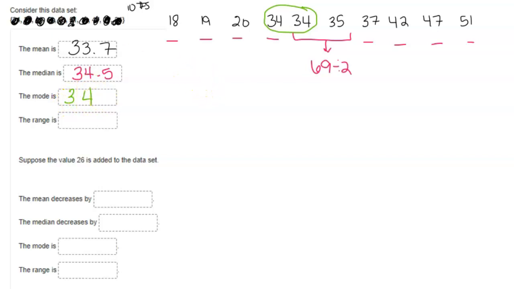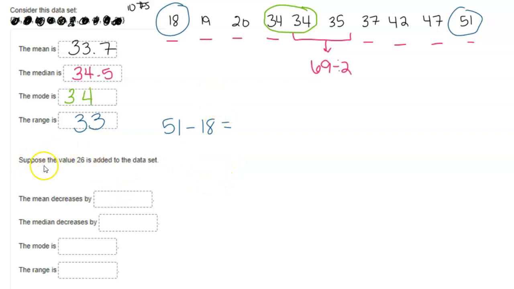And then the range is just the biggest number to the smallest number. It's what is the difference? So the range is the biggest number is 51, and we already put them in order. Isn't that nice? And the smallest number is 18. So 51 minus 18 is 33. Sweet. Not too bad, right?